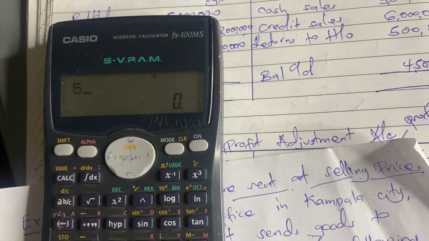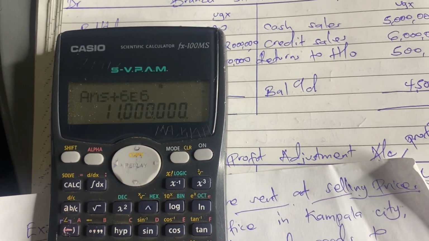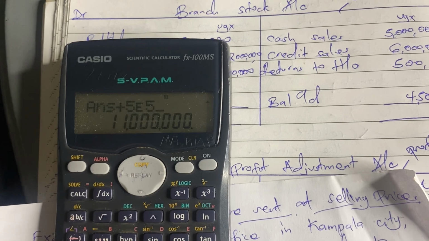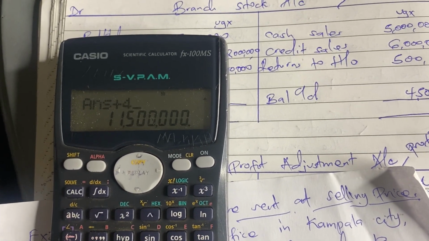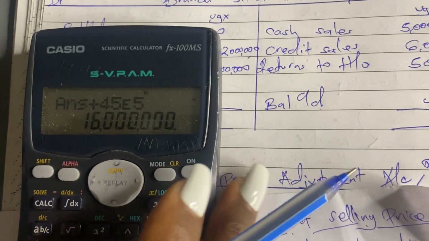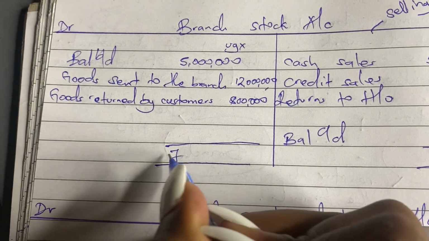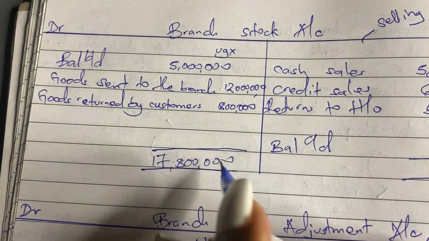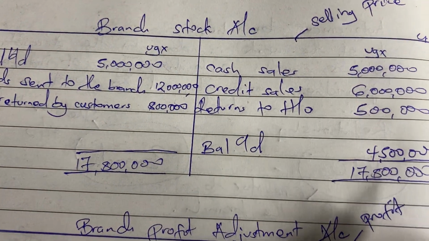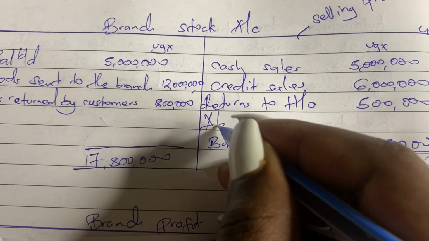On this side, when we add 5M plus 6M plus 500,000 plus 4.5M, this side is 16M and this side is 17,800,000. So this side is greater. When the debit side is greater, it means that it is a loss. So 17.8M minus 16M, what we get is 1.8M. So that 1.8M becomes the abnormal loss.